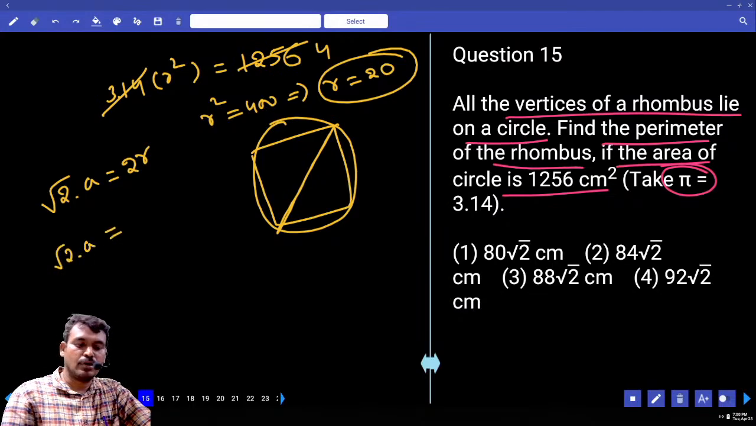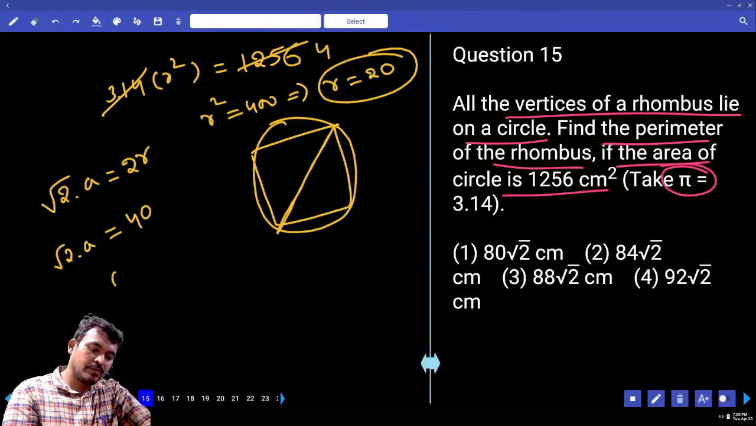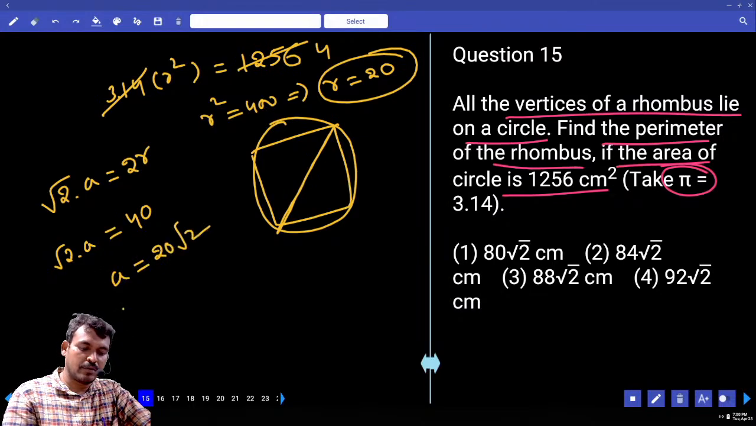What is the R value? 20. 2R means 40. But we required which one? A. A means we write 20 root 2 or not? A equal to 20 root 2. But we required which one? 4A. What is the answer? 80 root 2.